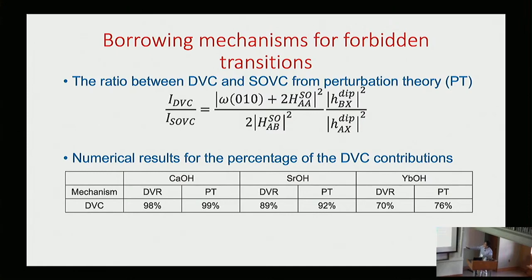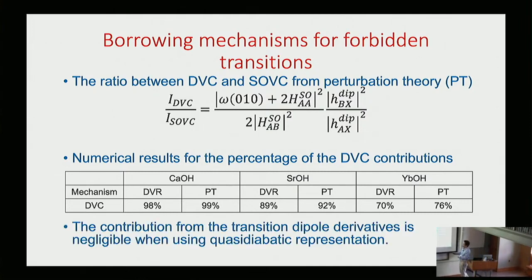When we go to the heavier elements, this ratio between direct vibronic and spin-orbit vibronic is still in favor of direct vibronic coupling. So that is the main mechanism. I haven't shown results for transition dipole derivatives, but since we are working with a diabatic representation in which the wave function changes very slowly, the numerical results show that this is insignificant. It does not contribute very much. But in the adiabatic representation, this will have a large contribution.